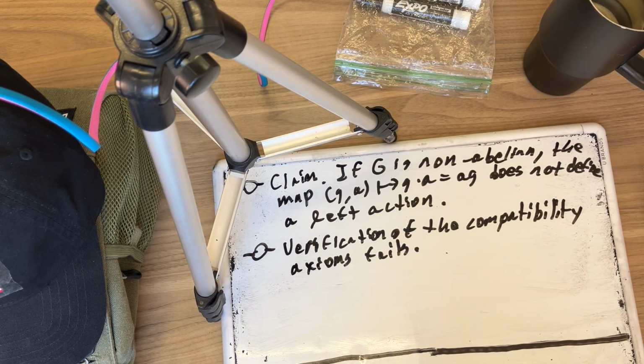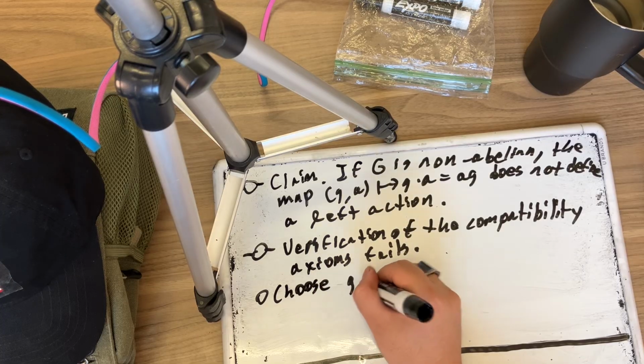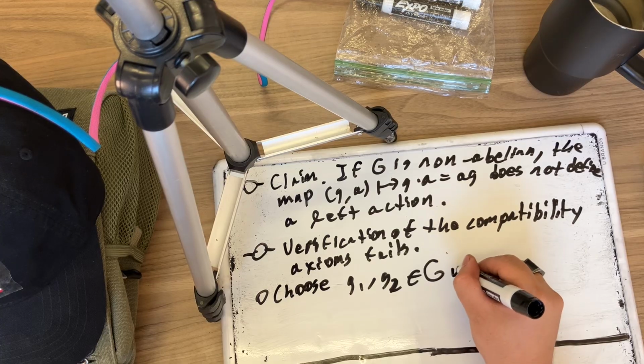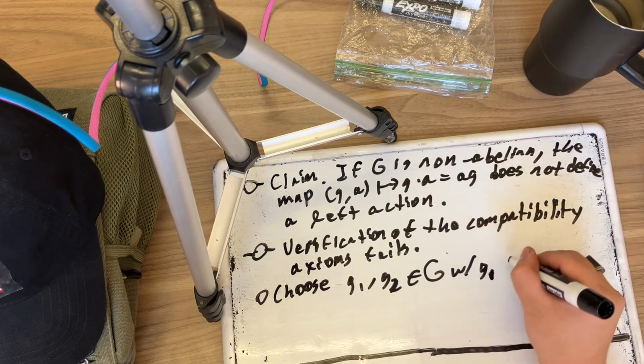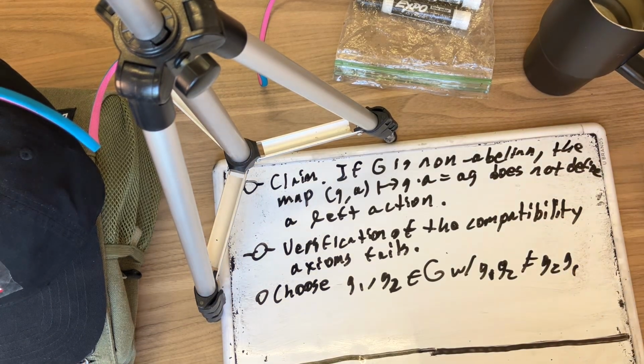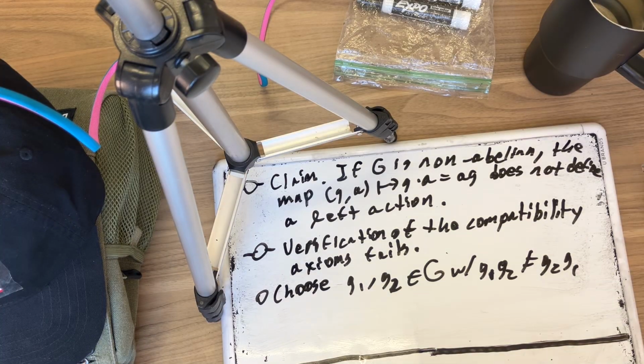Okay, so let's choose G sub 1, G sub 2 contained within big G, with G sub 1 G sub 2 not equal to G sub 2 G sub 1, because it's not abelian, we can say that. So for arbitrary, well, actually, let me just erase this and then I'll write more. Okay.